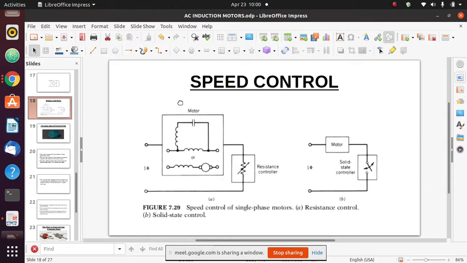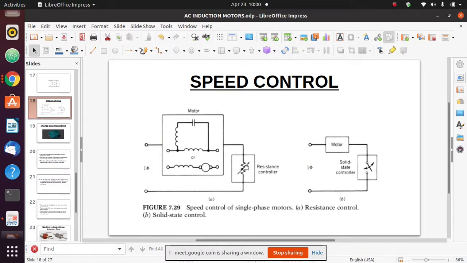Now, the simplest way is having an external resistor. We have external resistance connected to the motor. What this does is it controls the supply voltage into the motor. When you vary the resistance, this is a variable resistance.